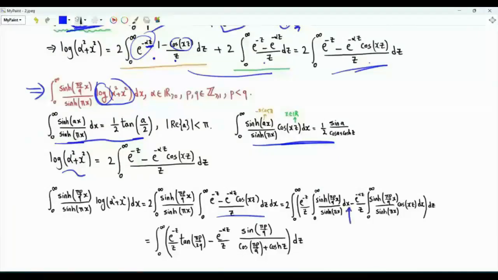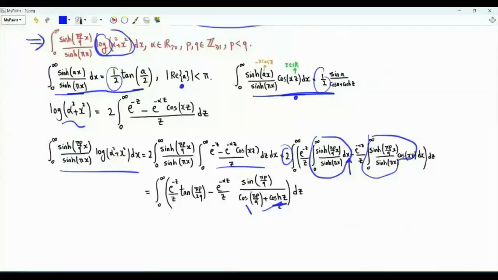If we do the integration first with respect to the variable x, we obtain the two integrals that we have done earlier. The first integral gives us 1/2 the tangent of pi p over 2q. The other integral gives us 1/2 sine pi p over q, and in the denominator we have cosine of pi p over q plus the hyperbolic cosine of z. The 1/2 factors disappear because we have this 2 here. The integral of interest is now written in this form.